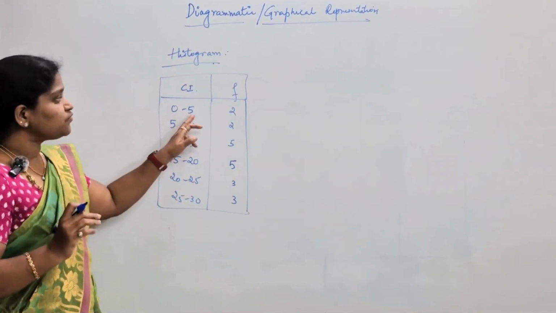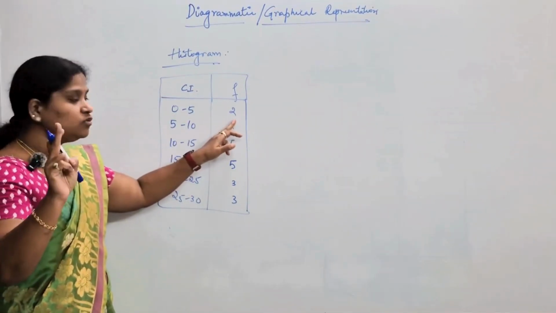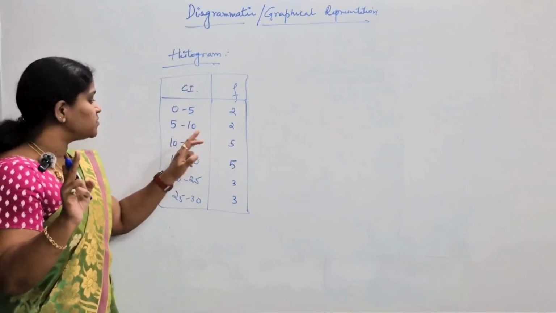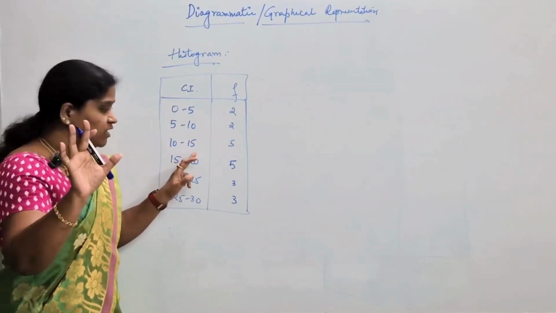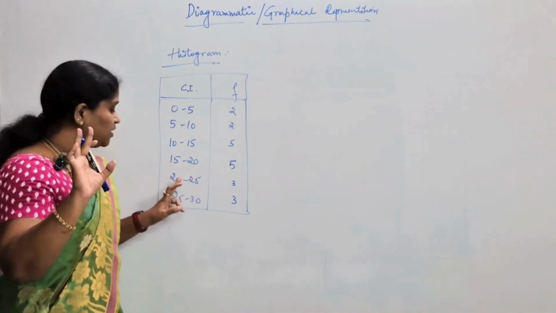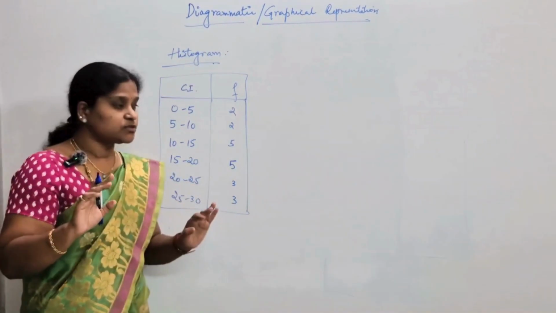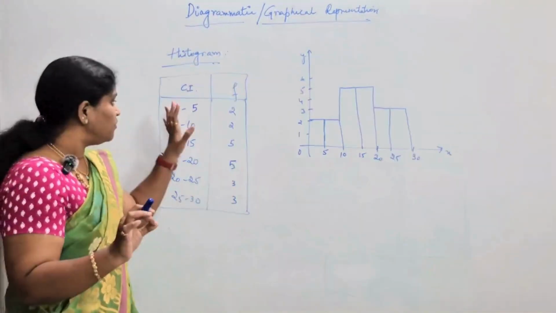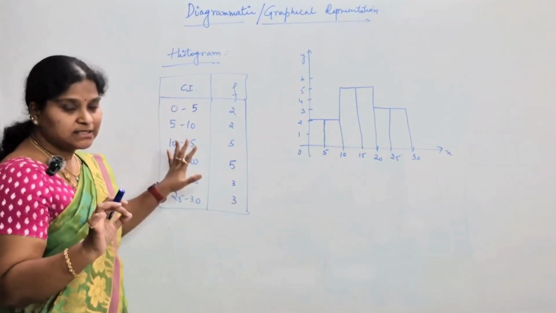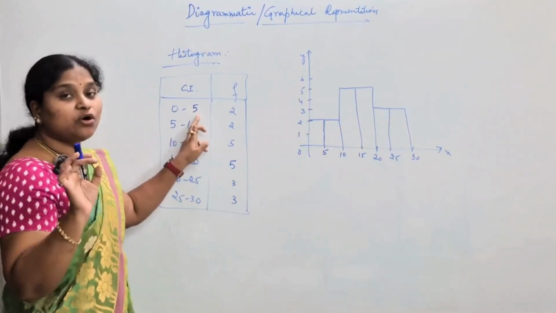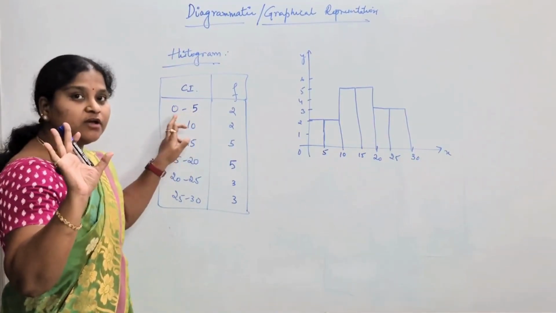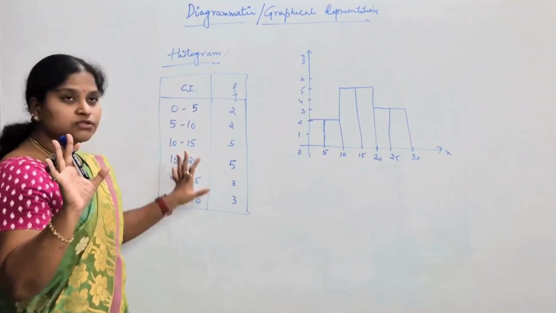So, from 0 to 5, there is a repetition of 2. From 5 to 10, 2 values are there. 10 to 15, 5. 15 to 20, 5 values. 20 to 25, 3 values. 25 to 30, 3 values. This is a group data where the data is divided into 6 intervals with class width of each 5. 0 to 5, 5 to 10, 10 to 15, so on.